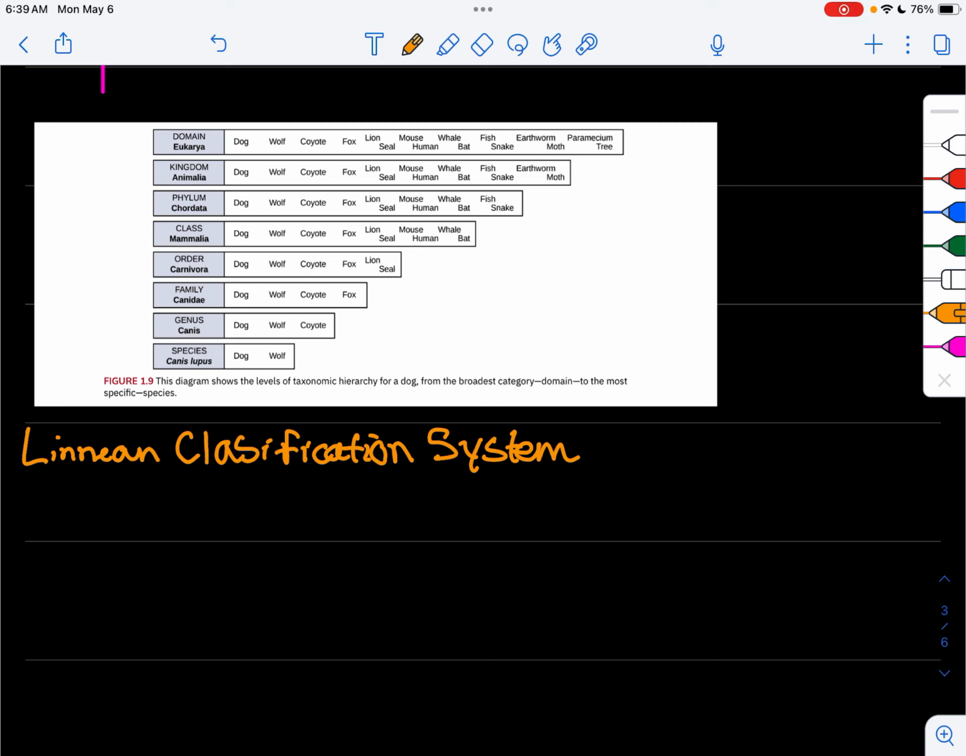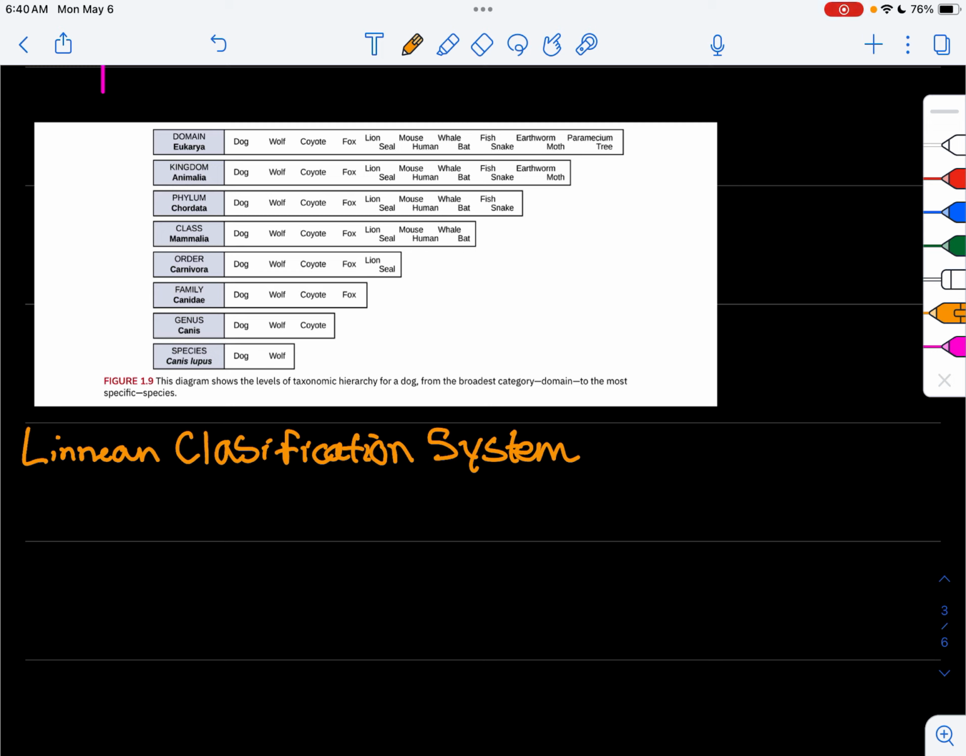And what the heck is the Linnaean classification system? Basically, there are 8 different tiers where we can classify a living organism. As you can see in the diagram here, it shows the taxonomic hierarchy for a dog. Okay? So it goes domain, kingdom, phylum, class, order, family, genus, species.